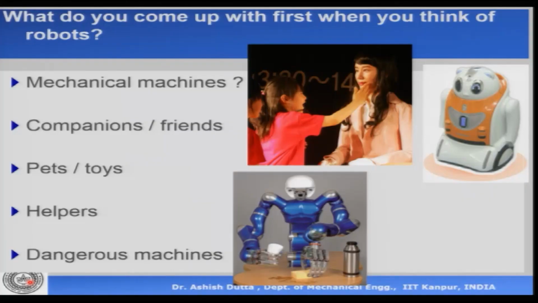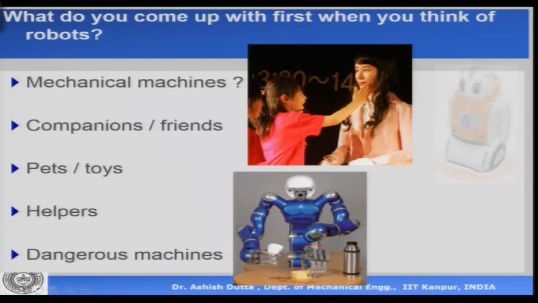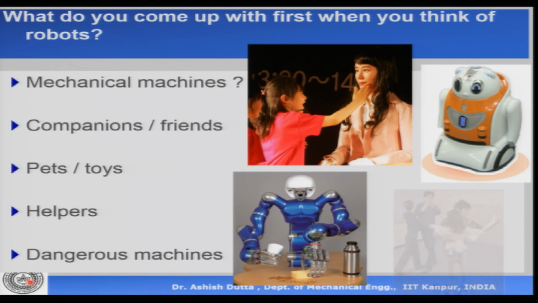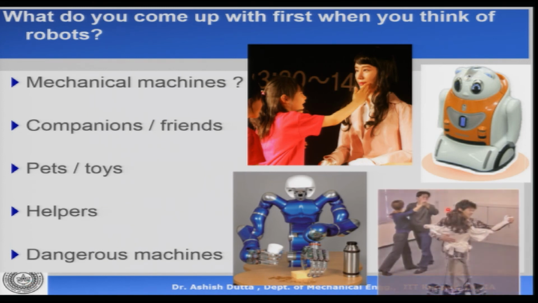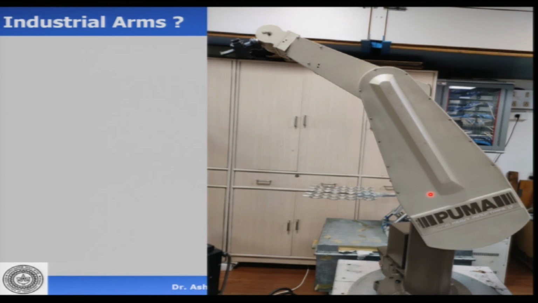So, if you look at these pictures which are shown here, these are various things that come to your mind if you hear the word robot. And the first thing that comes to your mind would probably be a mechanical kind of an arm which has mechanical linkages and which is used in the industries for doing works like welding, spot welding, and spray painting, pick and place applications, assembly, etc.